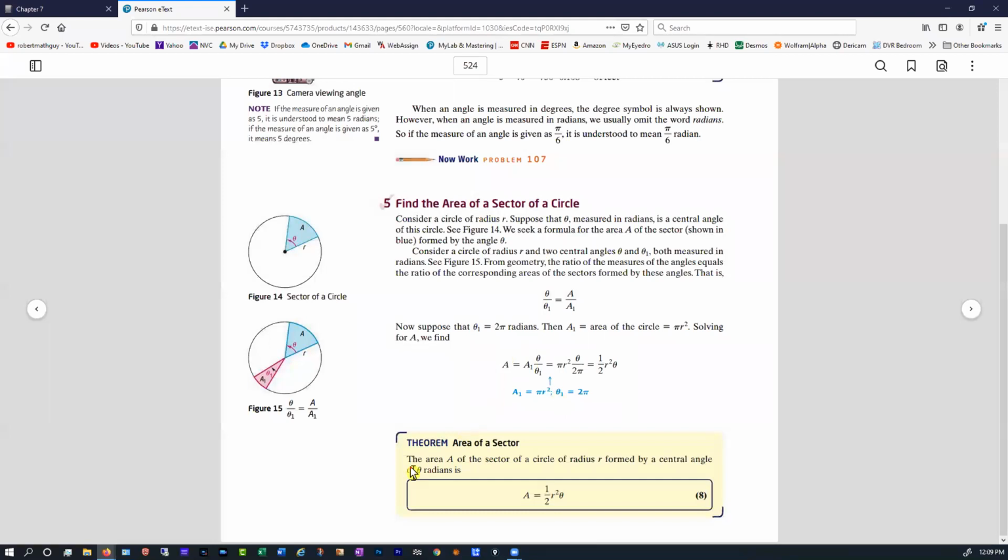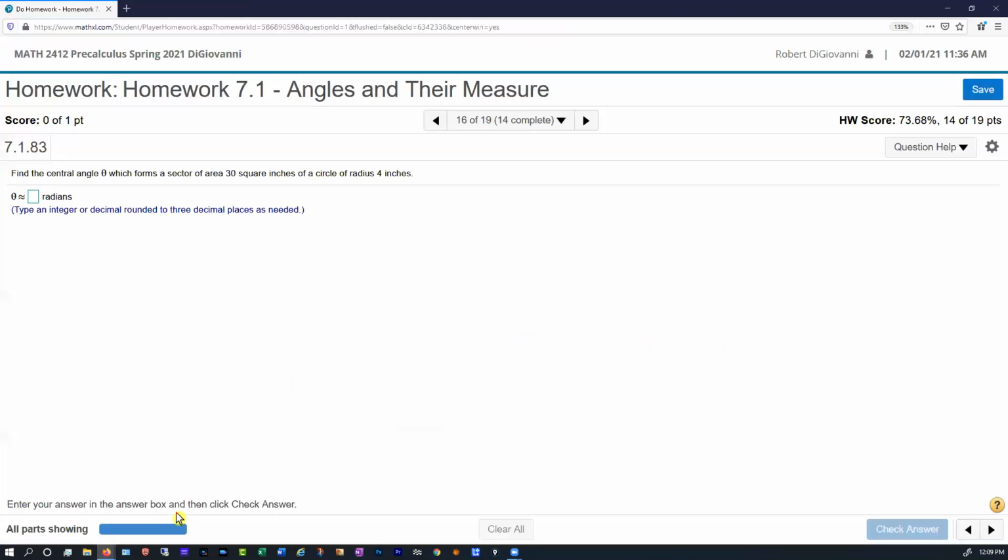Okay, now I wanted to show you the formula that we got in class, the area of a sector. We already know how to figure out the arc length, this distance on the outside, but if we want the area of this sector, like a pizza slice, then it's 1/2 the radius squared times the angle. And again, that has to be in radians. So that's what we're going to use for this problem: the area will be 1/2 R squared times the angle theta.